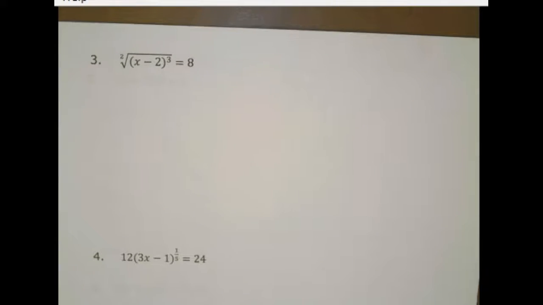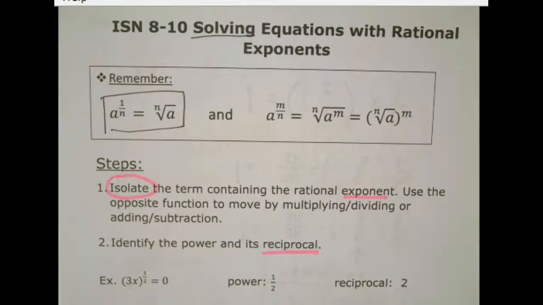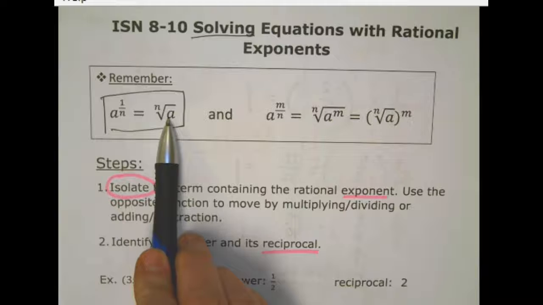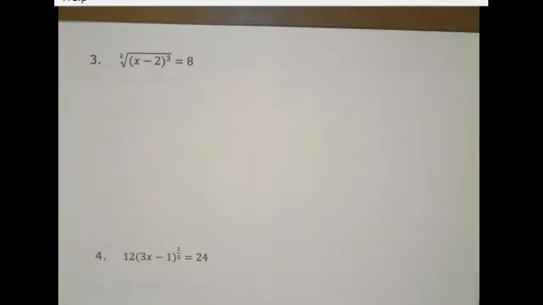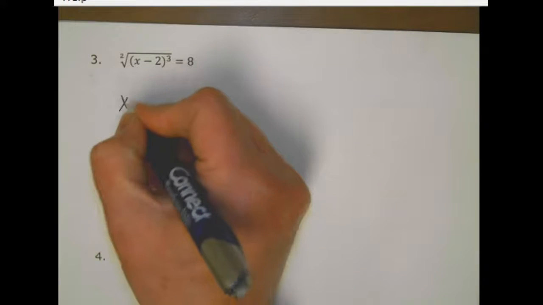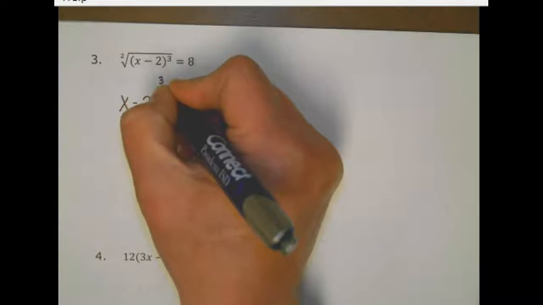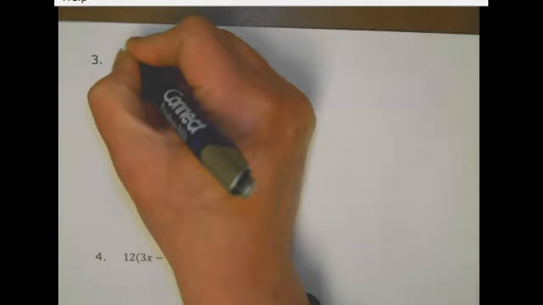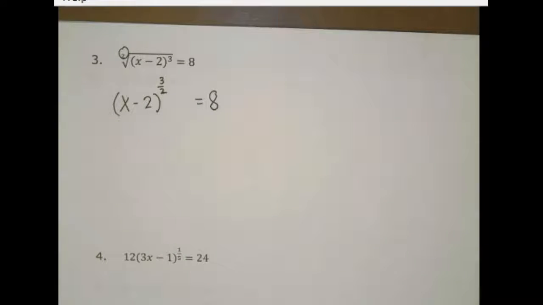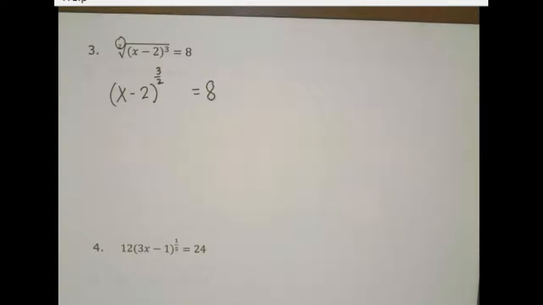Now, this one doesn't have a fraction exponent. So we're going to use that rule that we had from the other day, and we're going to change it from radical form to exponent form. And so just to help you remember, the index is 2, and so this is going to be x minus 2 to the 3/2 power. The index becomes the denominator on the fraction exponent. Remember doing those problems before? We just changed it from one form to another.